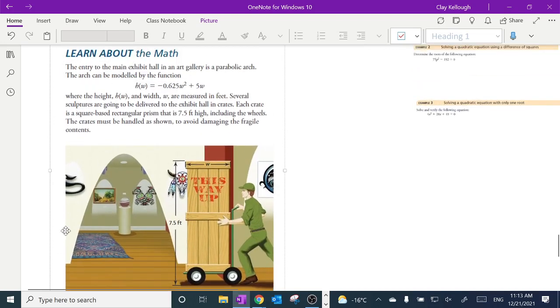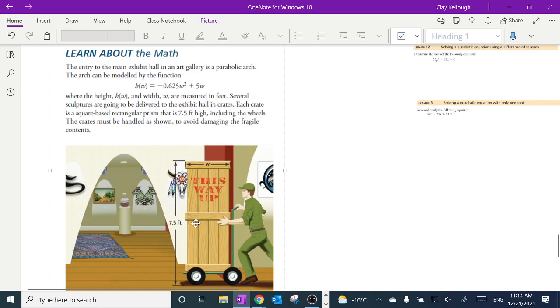The entry to the main exhibit in an art gallery is a parabolic arch. Sure it is. Everywhere I go, I see these parabolic doorways, don't you? Of course you do. And the equation that models it, or the function that models it, function is just a fancy word that means equation where we use function notation. Remember function notation from grade 10? So height as a function of doorway width is this equation. Height is h of w, width is w. They're measured in feet.